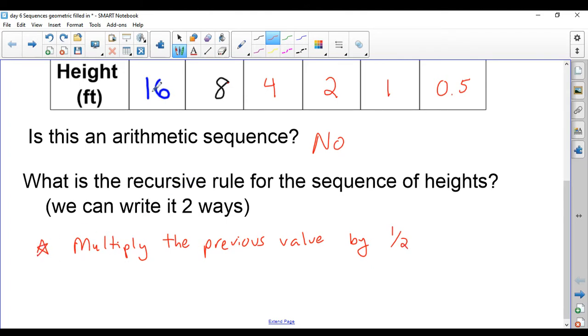But we could also look at these numbers, 16, 8, 4, and 2, and think that you were dividing. Another correct recursive rule would be divide the previous value by 2. Now, these two things mean the same thing because remember, division is the same as multiplication by the reciprocal. Dividing by 2 is the same as multiplying by 1/2.